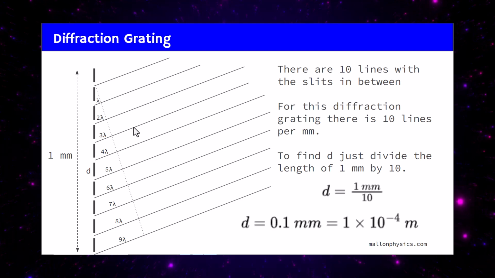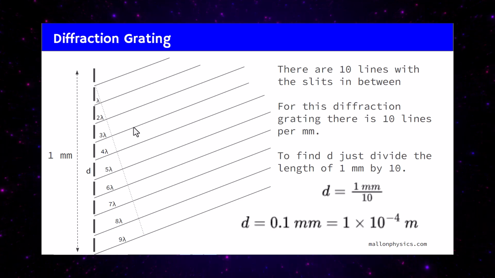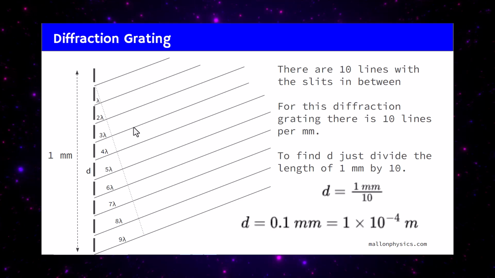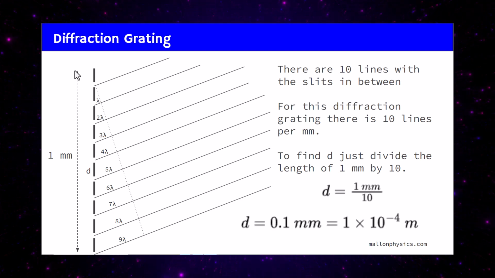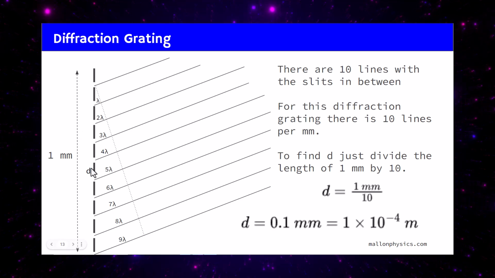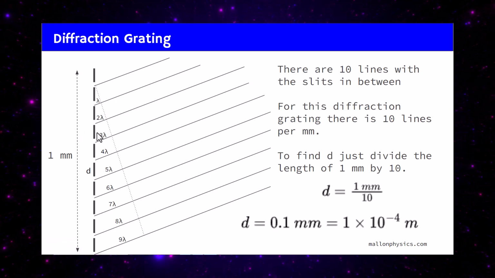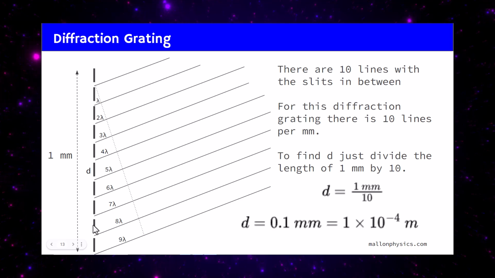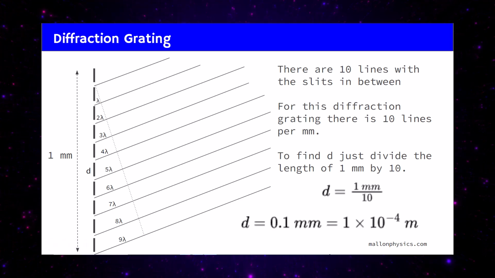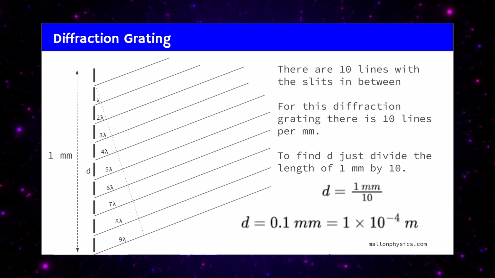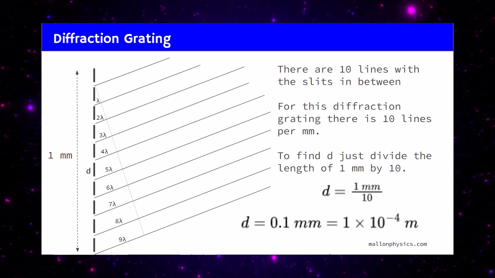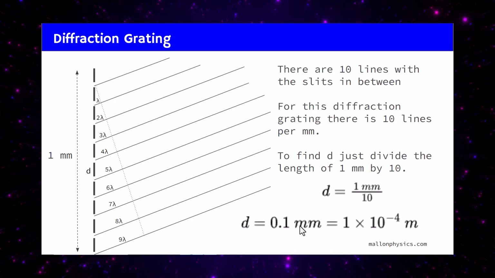Now, how do we actually find the distance d between the slit spaces? Here's a representation of that previous one. You can see that over the course of 1 millimetre, we have 1, 2, 3, 4, 5, 6, 7, 8, 9, 10. We've got 10 lines. So to find the distance d, which is really the length of the line between the slits, we just do the following little formula.